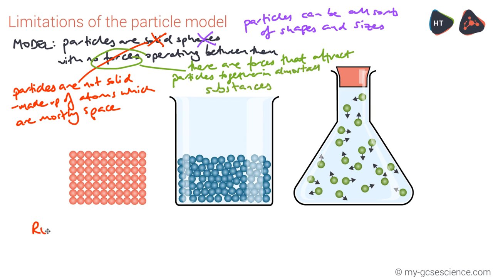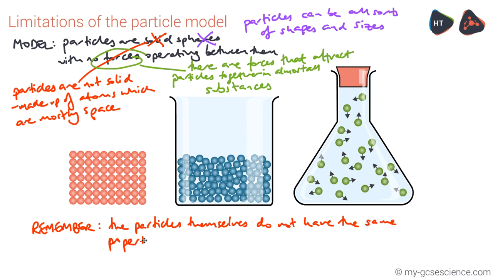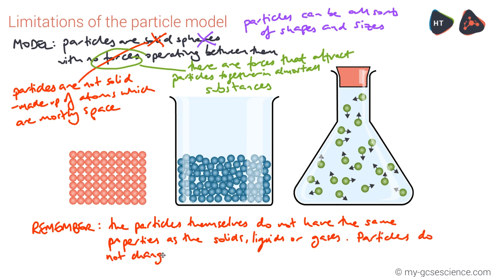It's important to note here that the particles of the substance itself do not have the same properties as the overall substance. So the particles in a solid, a liquid and a gas are all exactly the same. It's the substance as a solid or the substance as a liquid or the substance as a gas that has the particular properties we've been discussing.